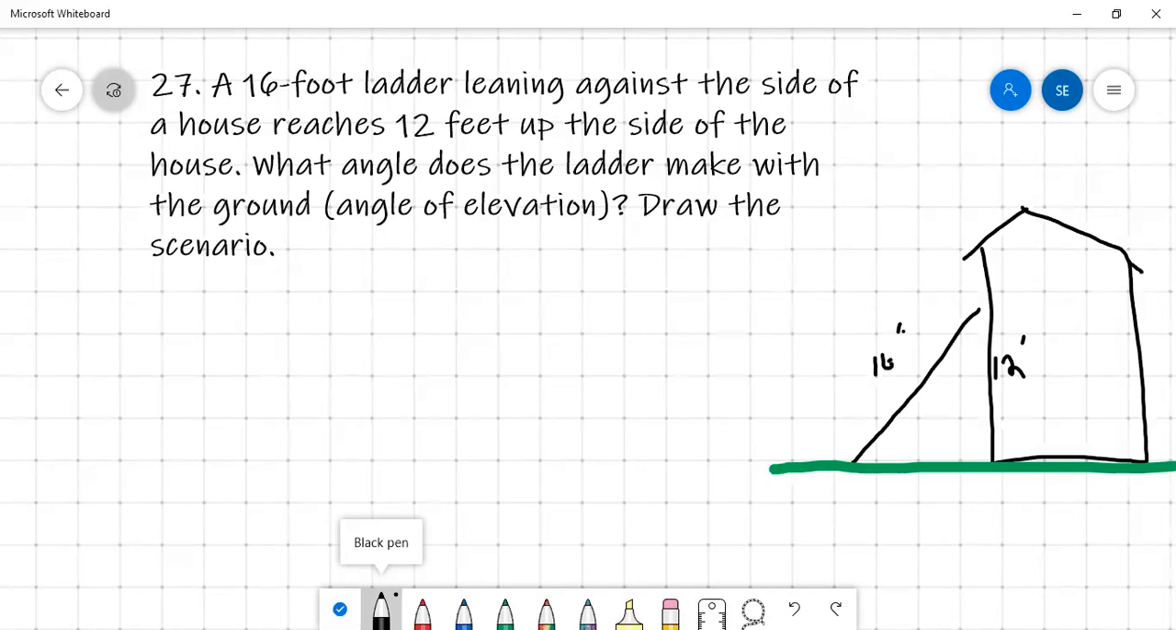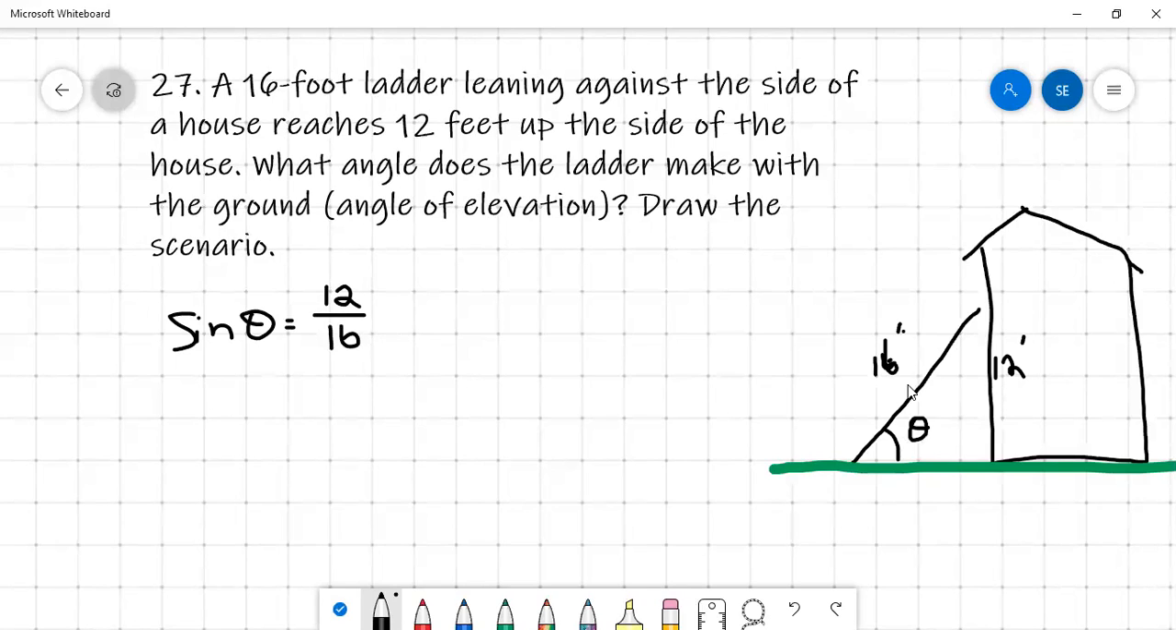What angle does the ladder make with the ground? Draw the scenario. So this is our angle that we want to find. Okay. So again, this is 16 and that's 12. So again, the question is what trig function relates this angle and these two sides? Well, this is our opposite and our hypotenuse. So again, it's going to be sine. So we can write a trig equation for this scenario. This is sine of theta is equal to 12 over 16.